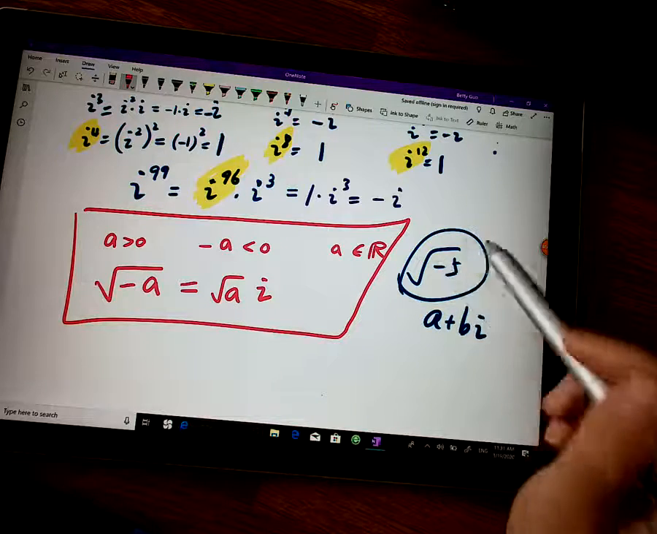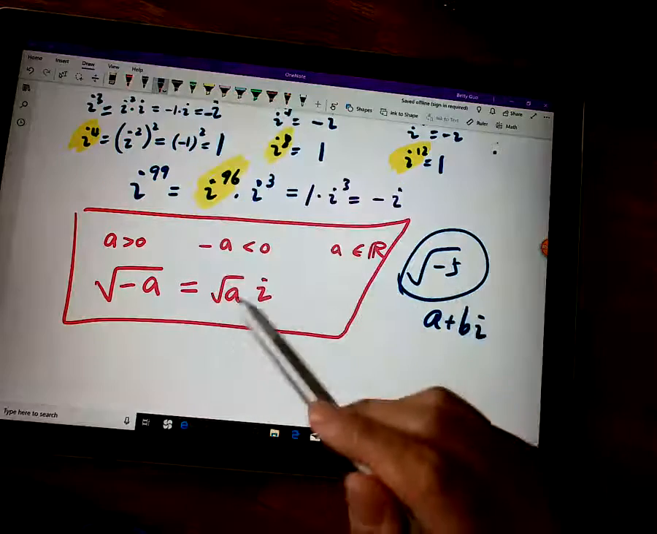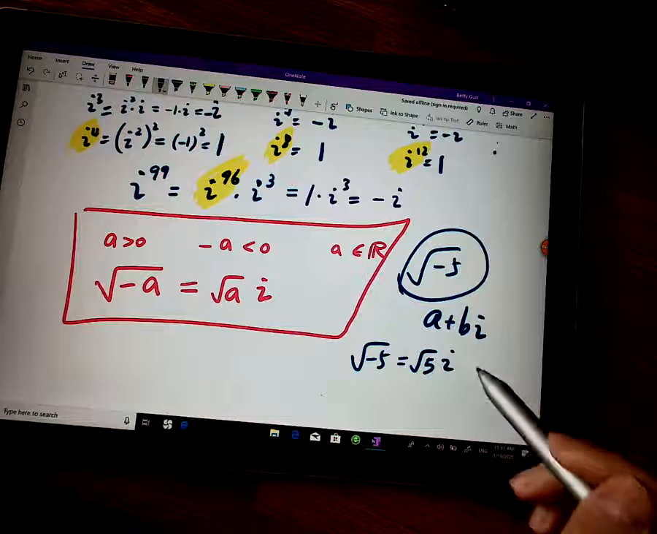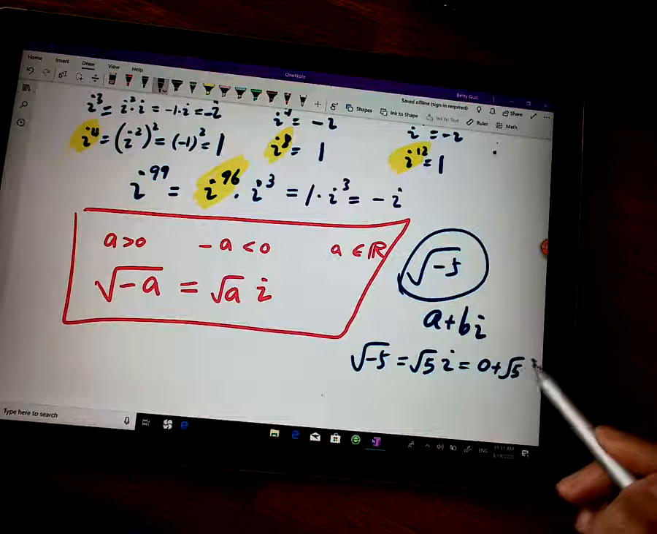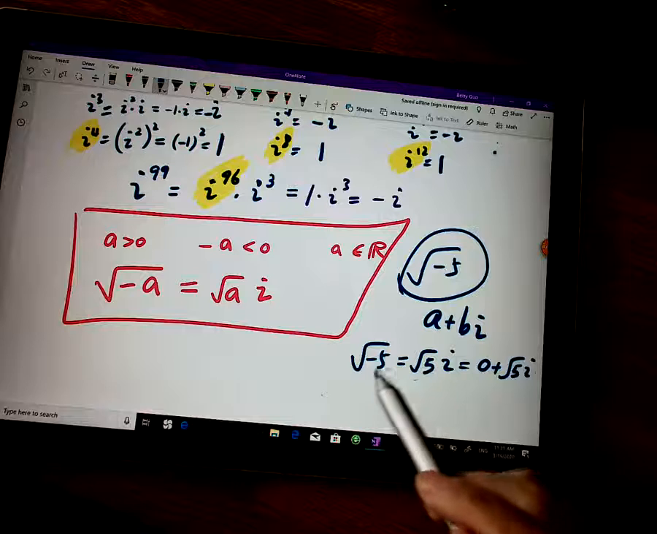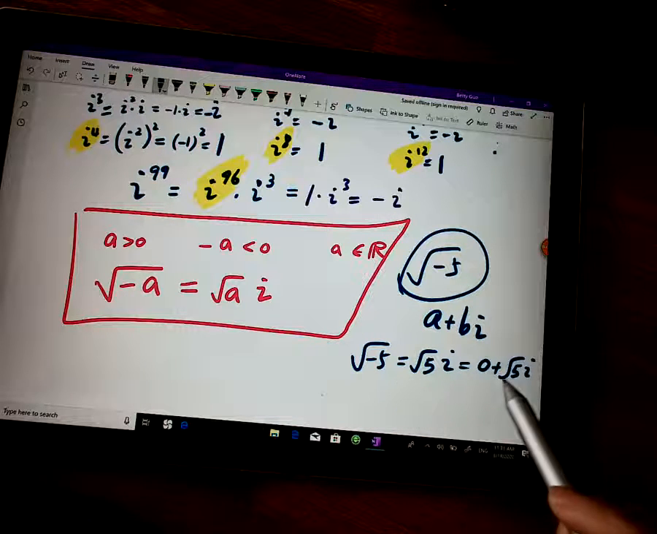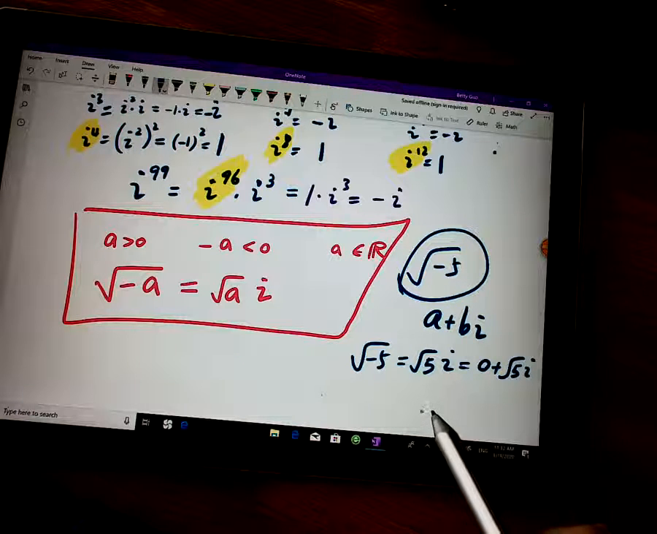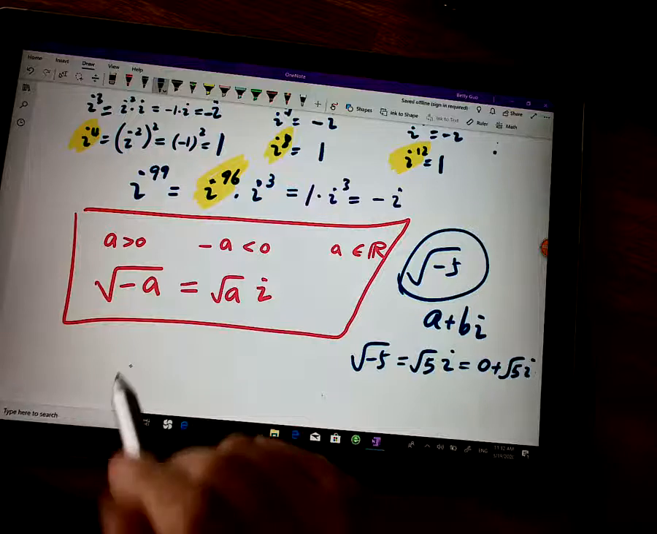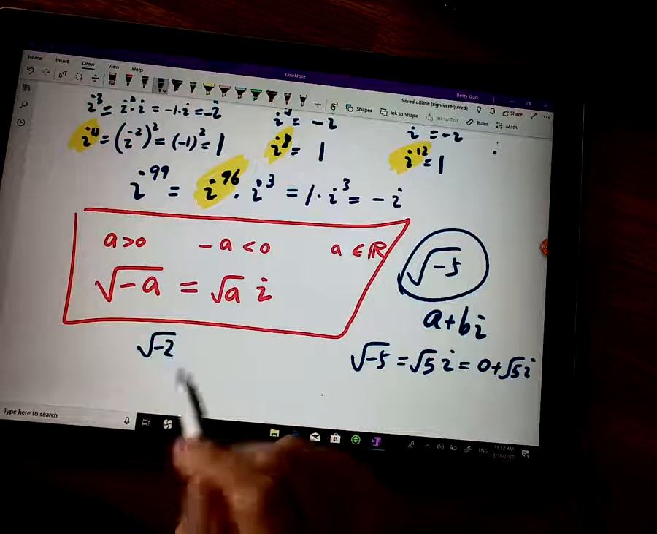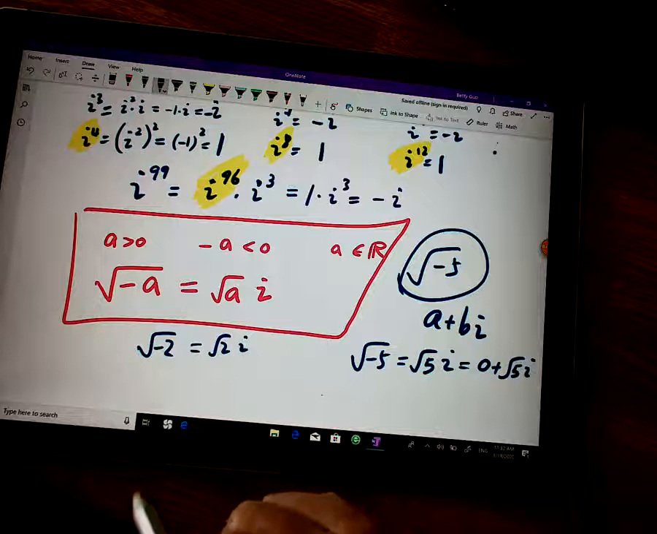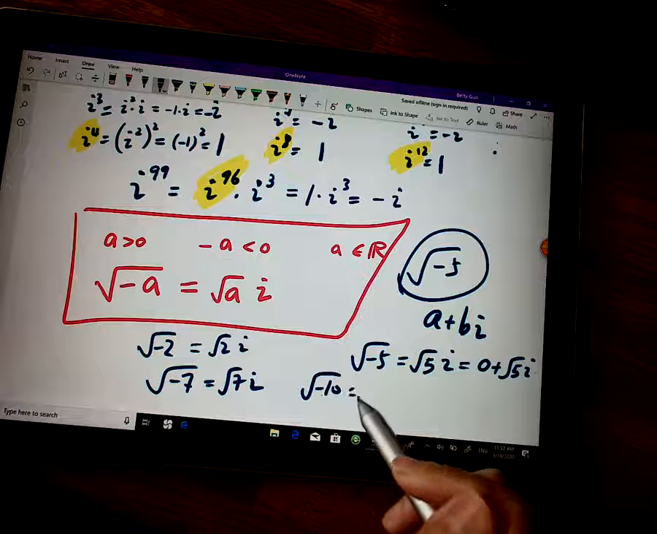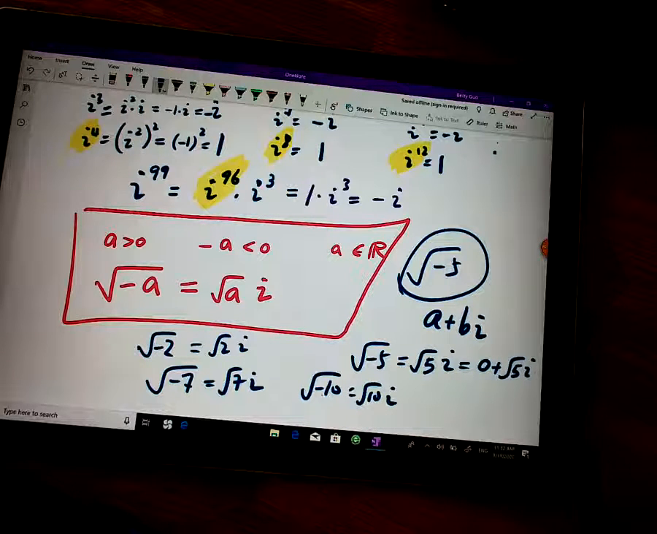So let's go back to the square root of negative 5. If you apply the formula here, the square root of negative 5 equals the square root of 5 times i. That is 0 plus root 5 i. So clearly, the square root of negative 5 is a non-real complex number with real part 0 and imaginary part root 5. Is that clear? This is a very important formula. How do you rewrite the square root of negative 2, let's say? It's going to be root 2 i. The square root of negative 7 is root 7 i. The square root of negative 10 is root 10 i. Is that doable? It's not that difficult, right?